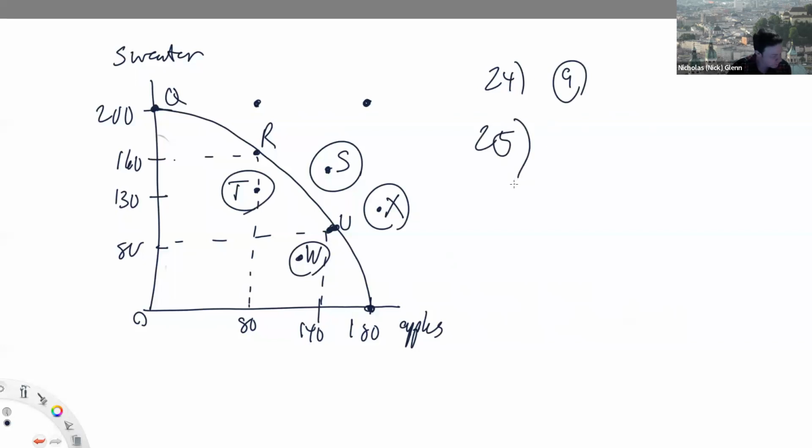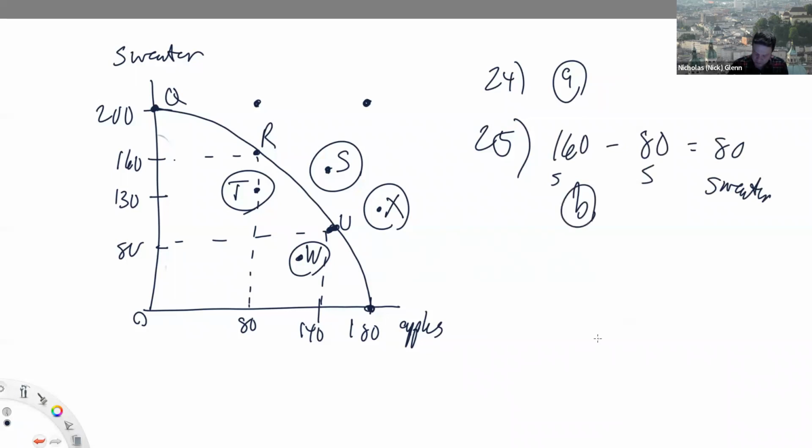25. The opportunity cost of this economy moving from point R to point U is going from R to U. Well, what are you losing? Well, you're gaining apples. You're gaining 60 apples, but you're losing sweaters. You're going from 160 sweaters to 80. So you're losing 80 sweaters. And so that is B. That's what you're giving up. That's what these 60 apples are costing you. They're costing you the opportunity to produce 80 sweaters. That's the opportunity cost.